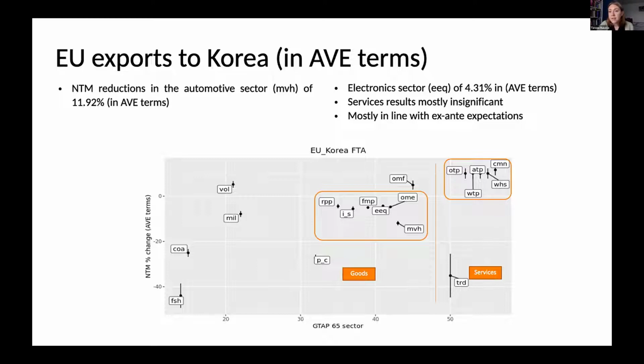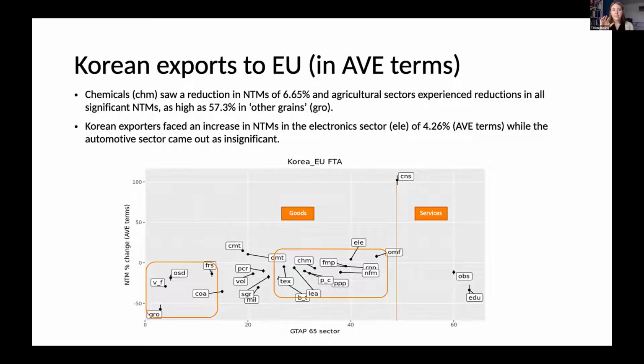But in terms of the sectors that the FTA targeted, we indeed saw a reduction in the automotive sector of roughly 12% in AV terms, and in the electronic sectors as well. Then looking at the NTMs faced by Korean exporters to the EU, again in AV terms, we saw a reduction in chemicals, and also some agriculture sectors. There was an increase in the electronic sectors NTM faced by Korean exporters, and we saw the automotive sector come up as insignificant.